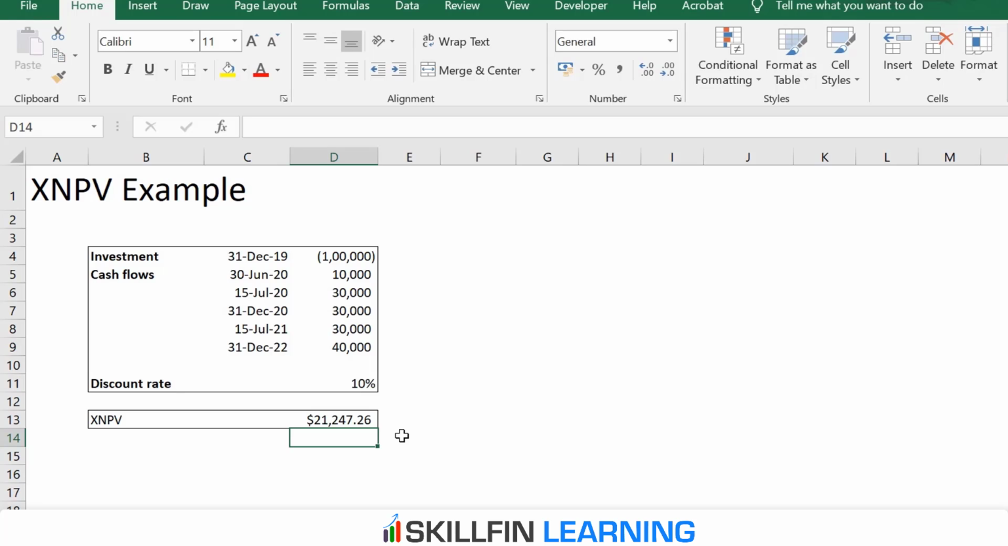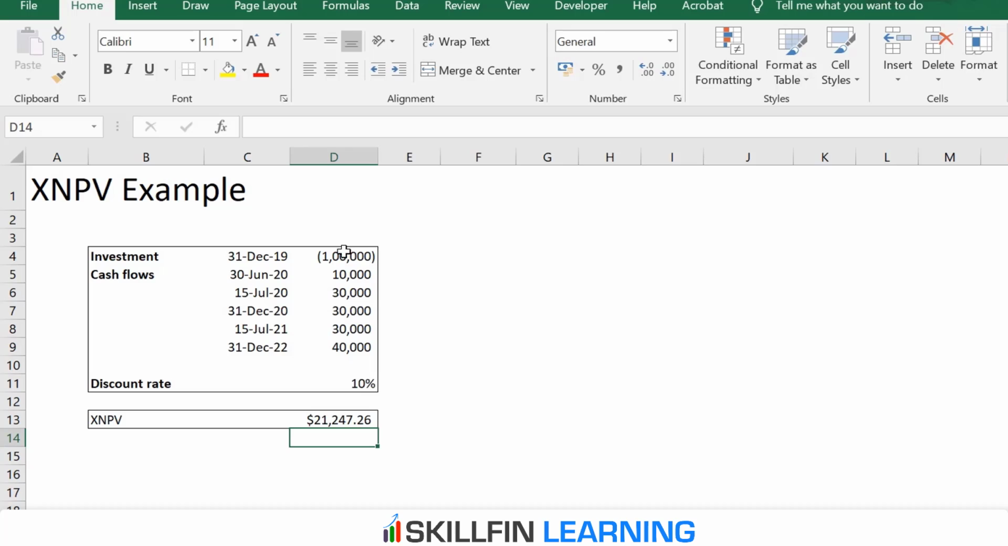There are a few important points which we should remember while using the XNPV function. The first important point is that XNPV does not discount the initial cash flows. This is the difference versus the NPV function. The dates we have should be in Excel valid format. If we don't have the valid date format, then this function will not work.